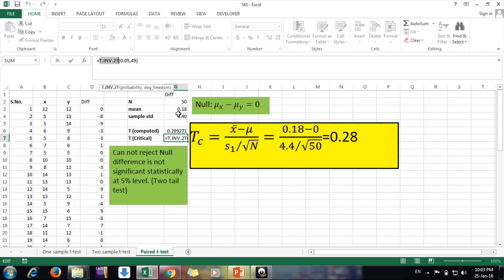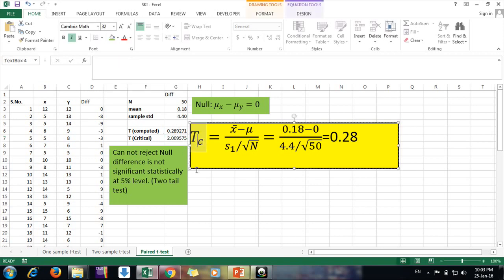The computed value is less than the critical value, so we cannot reject the null hypothesis, and we say this difference is not statistically significant. So there is no impact of training, friends. This is hypothetical data. In real data it could be different, so I have taken it for explanation purposes.